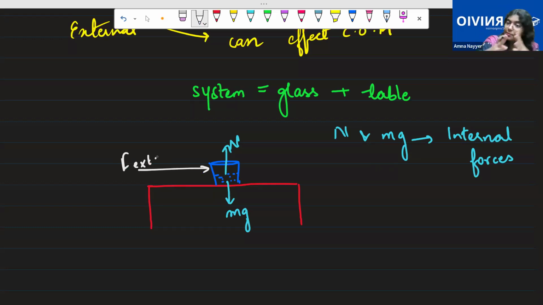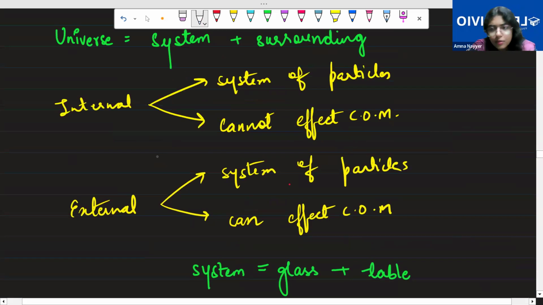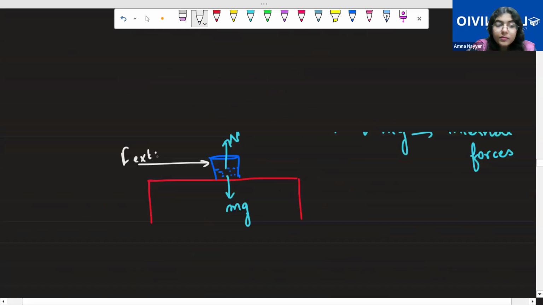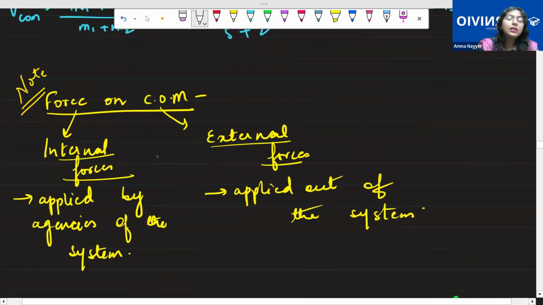System and surrounding make up your entire universe. This is how we have to solve things. Got this whole concept of internal and external forces? Yes. Write it. We'll practice a question based on the conservation of center of mass. Okay, that I'll do.